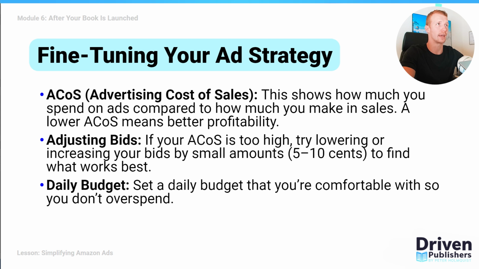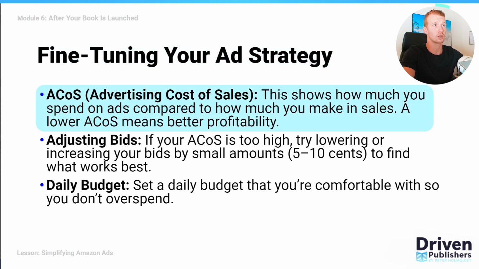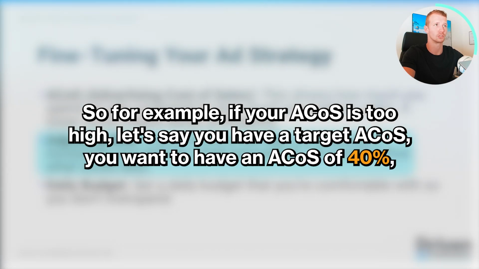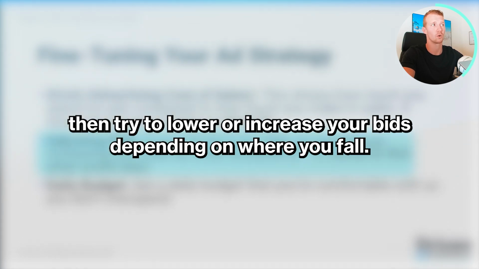Fine-tuning your ad strategy. ACoS, advertising cost of sales, shows how much you spend on ads compared to how much you make in sales. A lower ACoS means better profitability. So based on the ACoS, you can adjust your bids. For example, let's say you have a target ACoS of 40%, then try to lower or increase your bids depending on where you fall.